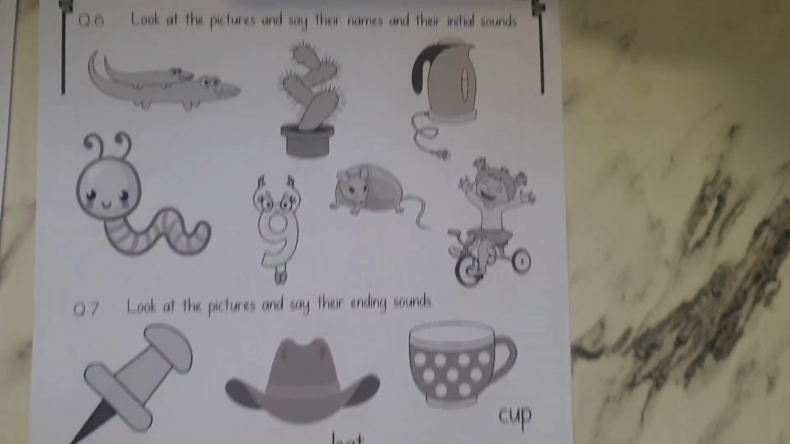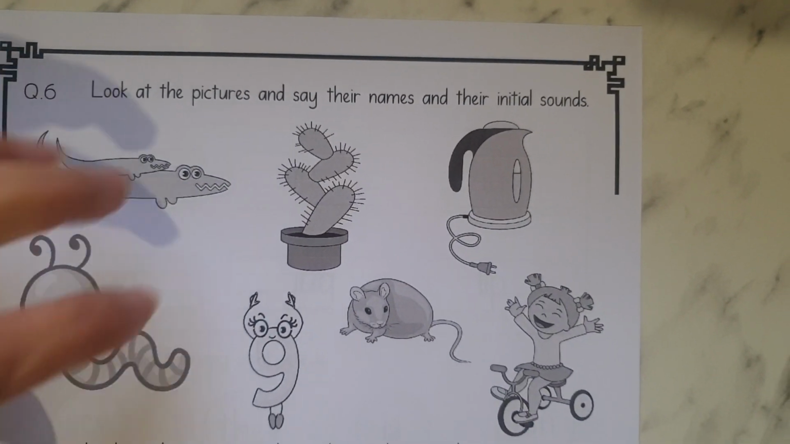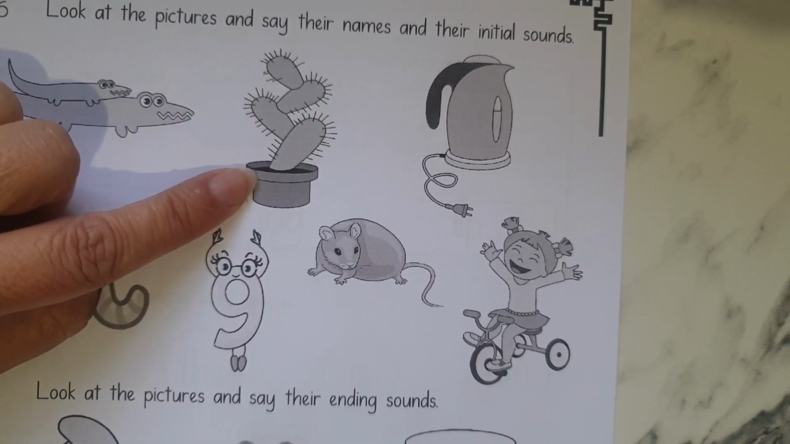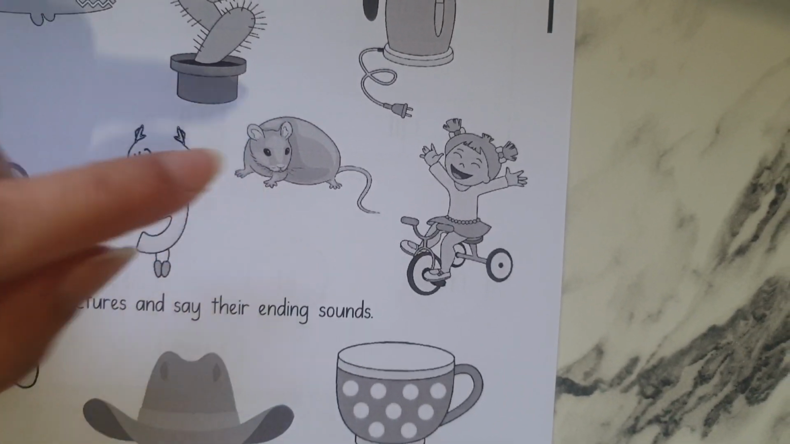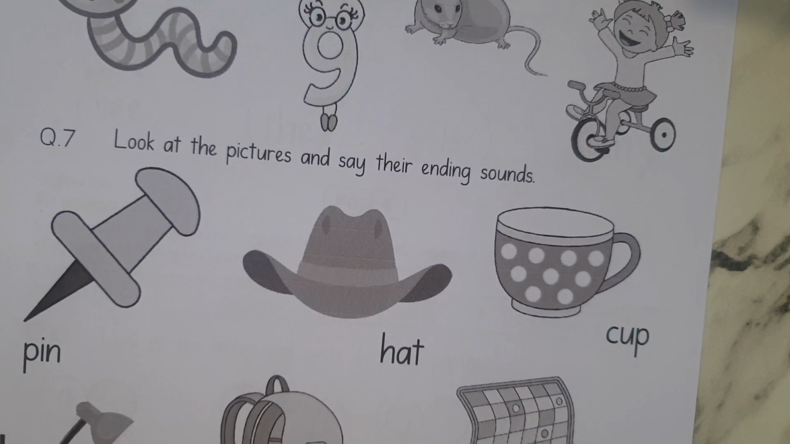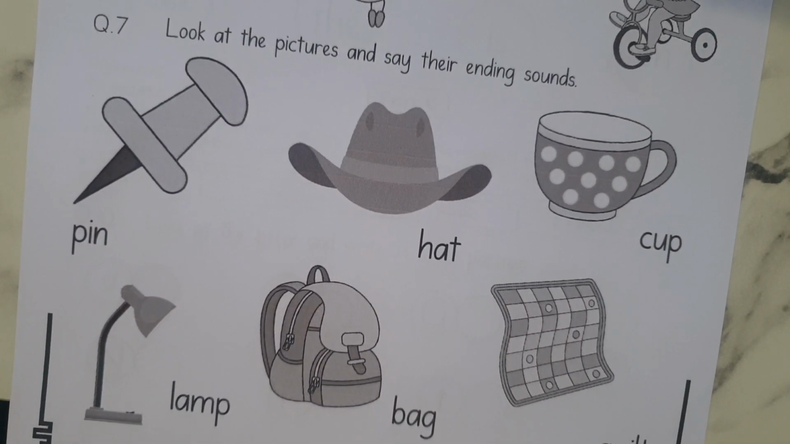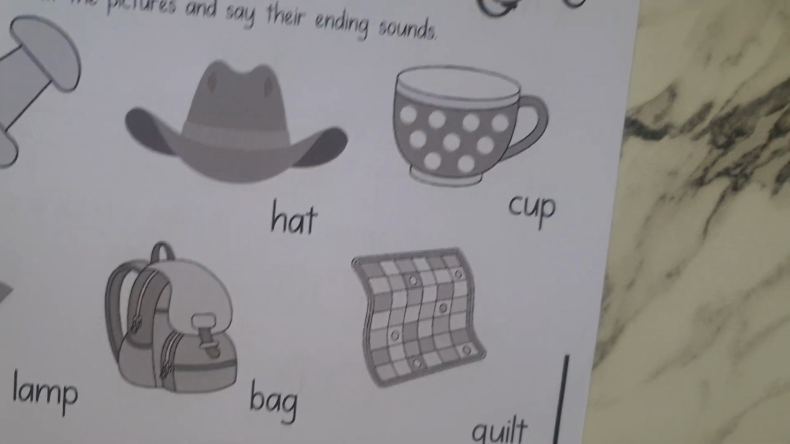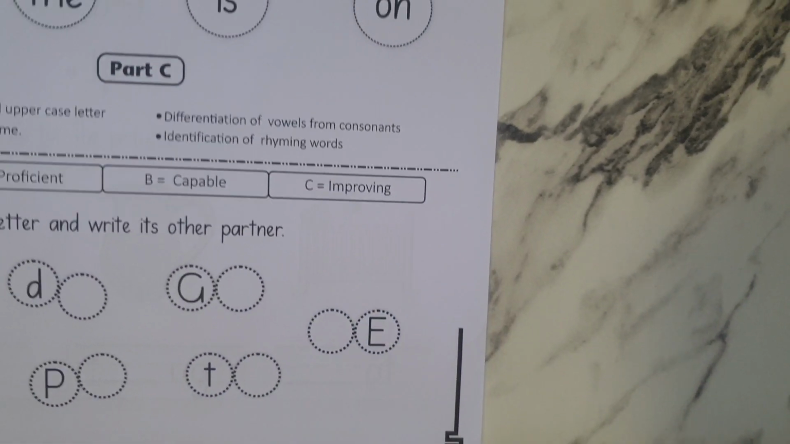The next question, which is again related to reading, is look at the pictures, say their name and their initial sound. So they are looking at the picture. They have to say, for example, cactus, and the initial sound is k. Mouse, and the initial sound is m. Then look at the pictures and say their ending sounds. Here the words are also written for assistance. So they read it, pin, and then they say the ending sound is n. Hat, and the ending sound is t. And once they do it, you put a tick against it. The ones that they can do, you put a tick against it.